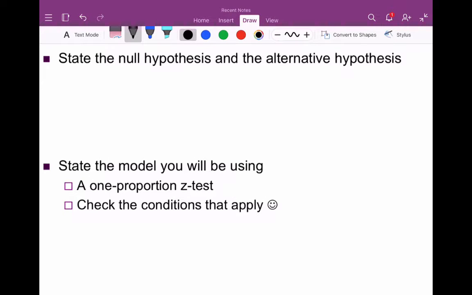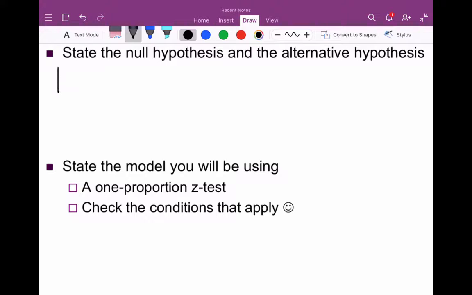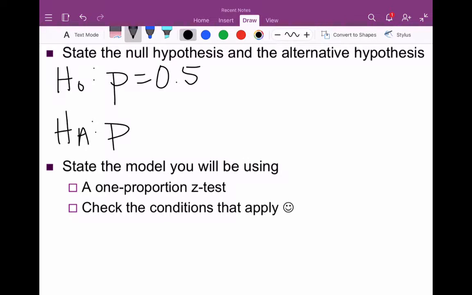We're going to start by stating our null and alternative hypotheses. So our null hypothesis, H sub 0, is p equals 0.5. Our alternative hypothesis is essentially what we're trying to prove, and we're trying to show that there is a home field advantage. So if there's a home field advantage, then our alternative would be that the probability that the home team wins is greater than 0.5. So this was our first step.